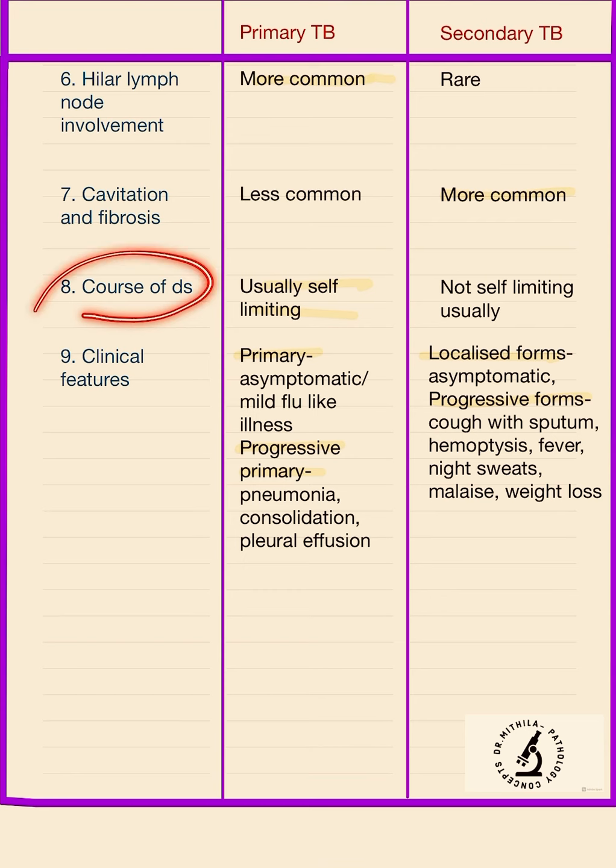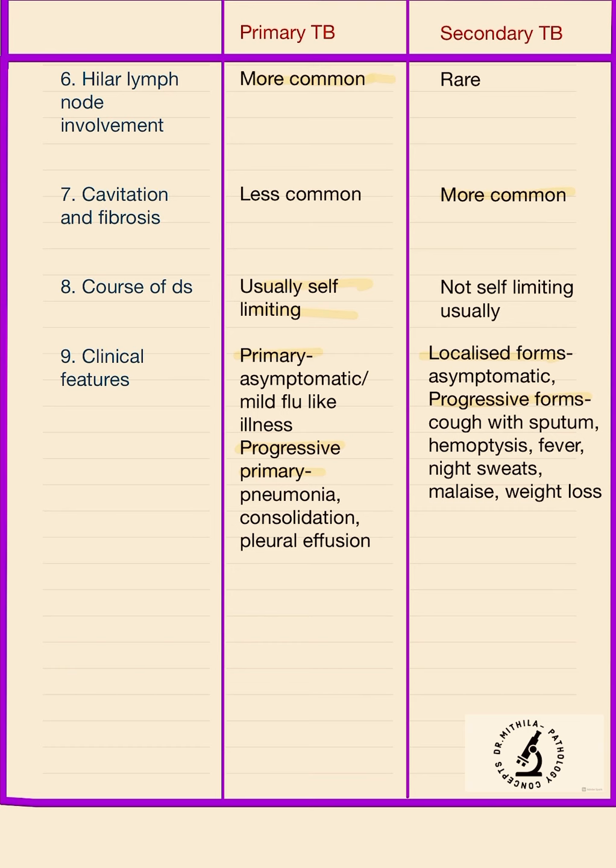Then the course of disease in primary TB mostly occurs in children and immunocompetent individuals, and it is a self-limiting lesion in 95% of the cases. In 5% it may progress, while secondary TB is not usually self-limiting. It occurs in immunocompromised individuals. Clinical features in primary TB: mostly they are asymptomatic or present with a mild flu-like illness, while in a progressive primary lesion, where the TB spreads to other parts of the lungs, there will be pneumonia, consolidation seen on radiological findings, and also pleural effusion can be seen.